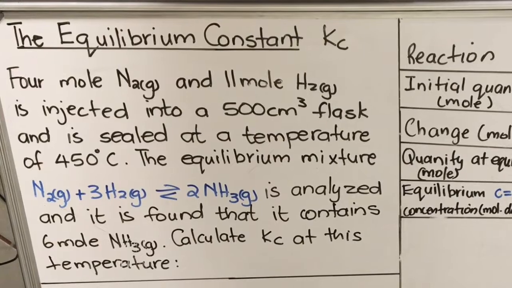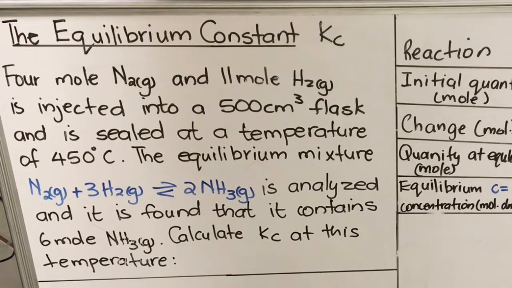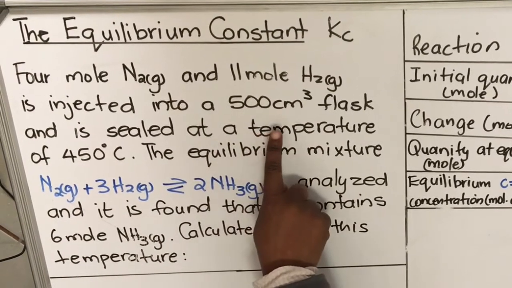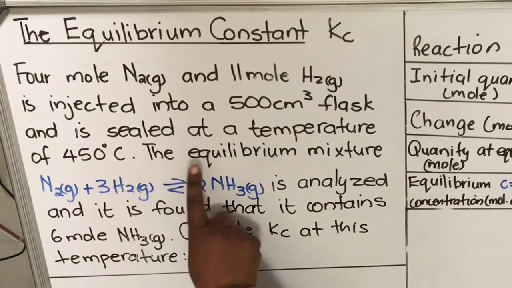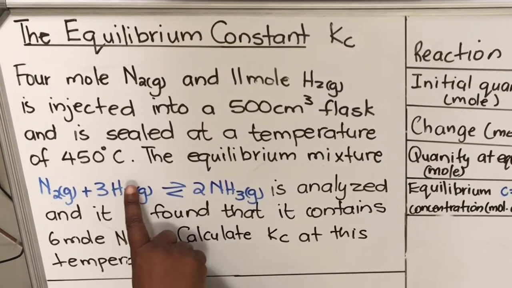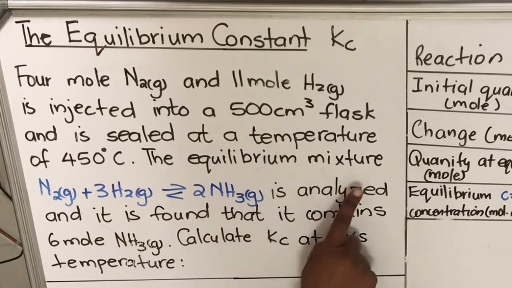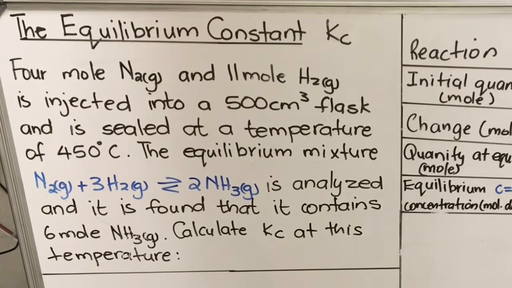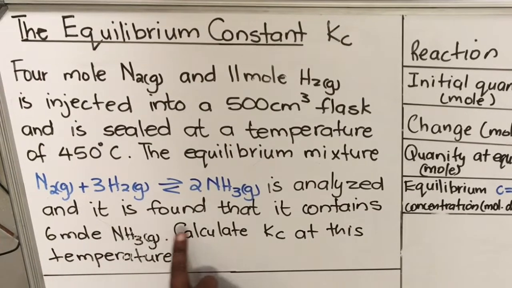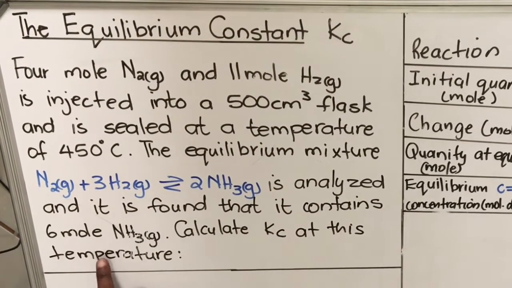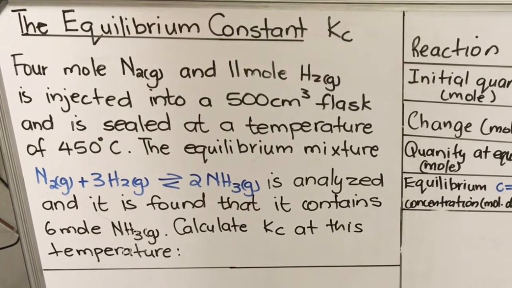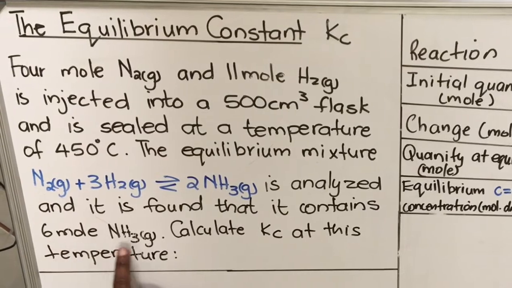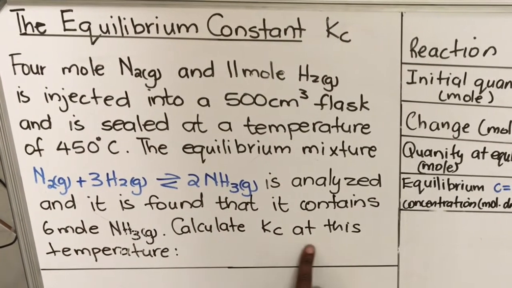In this example they say 4 moles of nitrogen and 11 moles of hydrogen is injected into a 500 centimeter cube flask and is sealed at a temperature of 450 degrees Celsius. The equilibrium mixture, this is the reaction that they've given to you. Usually they'll give the equation balanced. The mixture is analyzed, and it is found that it contains 6 moles of ammonia at equilibrium. Calculate Kc at this temperature.